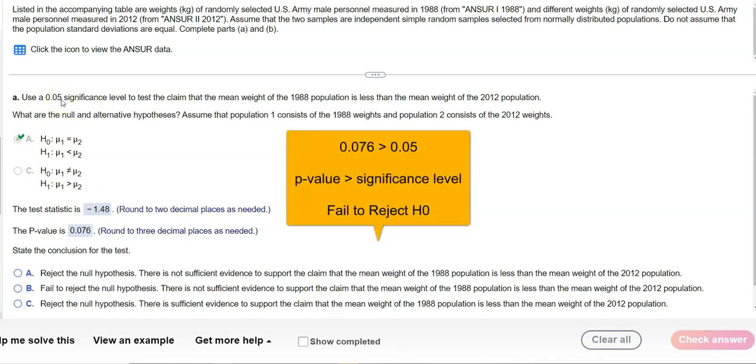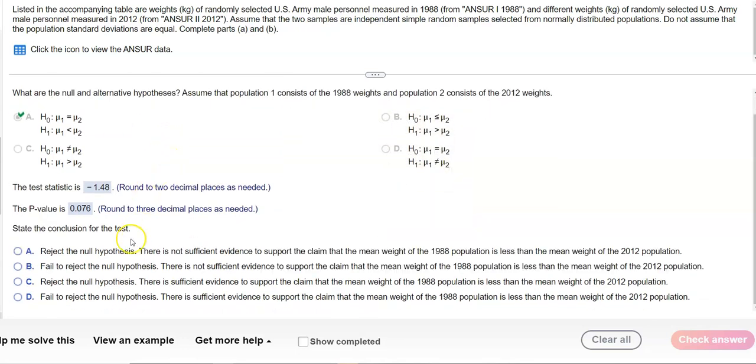We do not have enough evidence to reject the statement in the null hypothesis. So already we know that letter A and letter C are not going to be the answers because those both say to reject the null hypothesis, and we just said we should not do that. So it's either going to be B or D. Now we need to figure out what that actually means in practical terms. What does that mean about the actual claim?